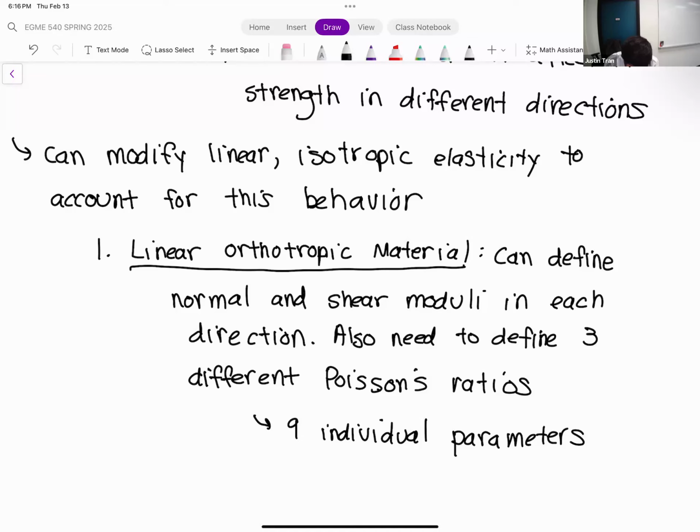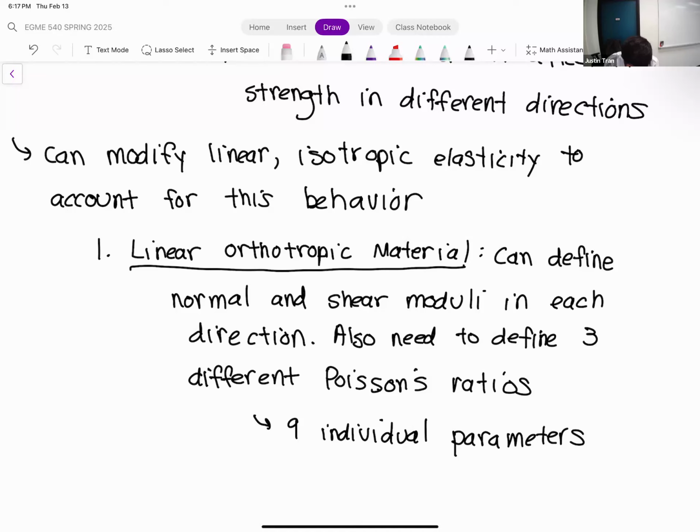That's a lot. So that's not trivial, right? So if you compare that to our linear isotropic material, we only had to define 2. We just had to define 1 Young's modulus and 1 Poisson's ratio. So increasing from 2 to 9 is a lot.